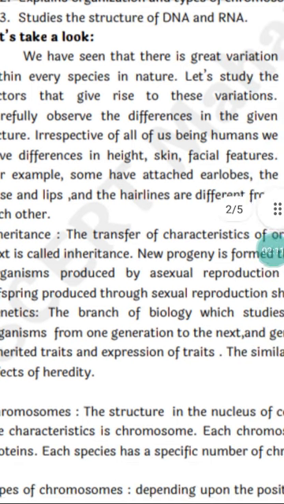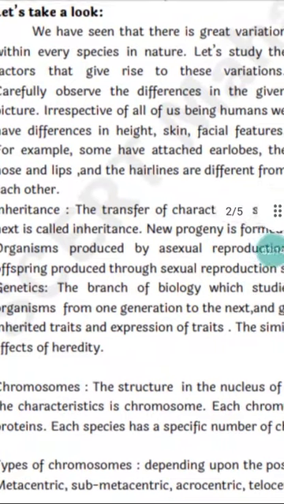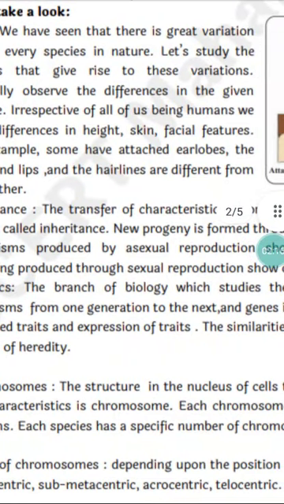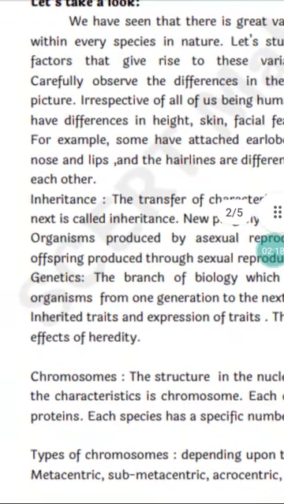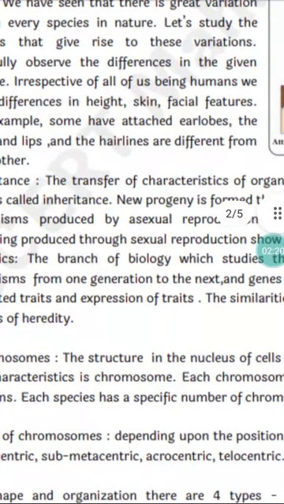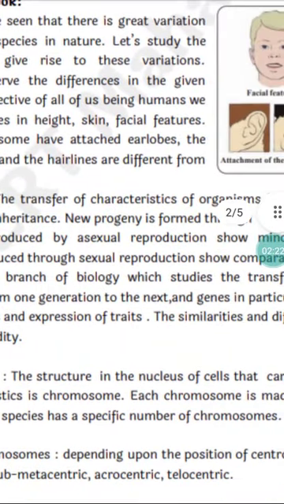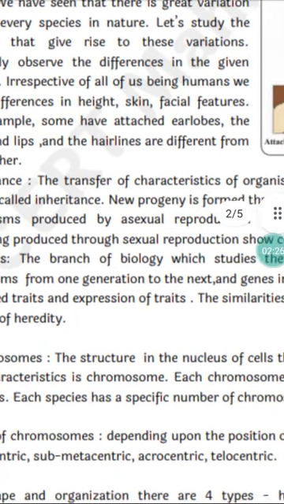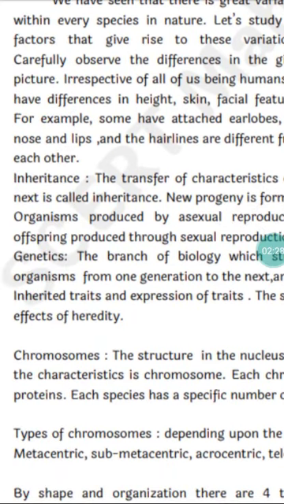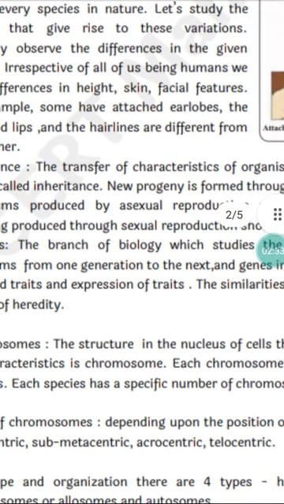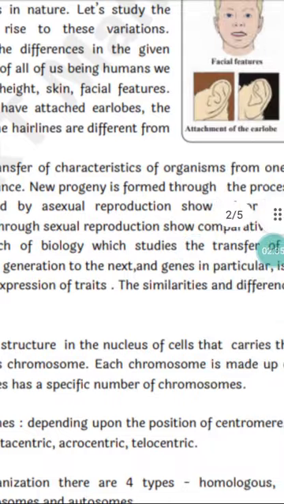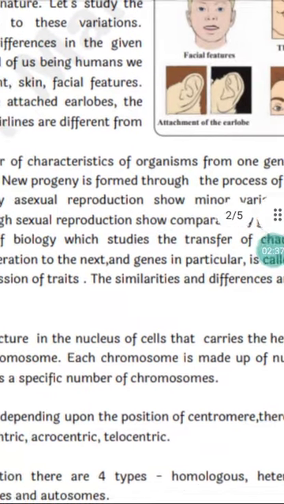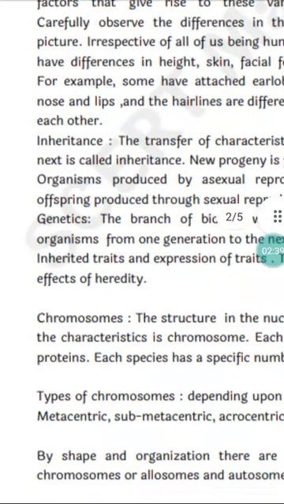Irrespective of all of us being human, we have differences in height, skin, and facial features. For example, some have attached earlobes, and the nose, lips and hairlines are different from others. Now what is inheritance? The transfer of the characteristics of organisms from one generation to another is called inheritance.